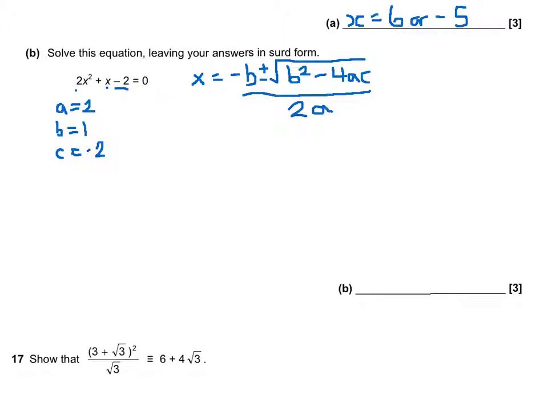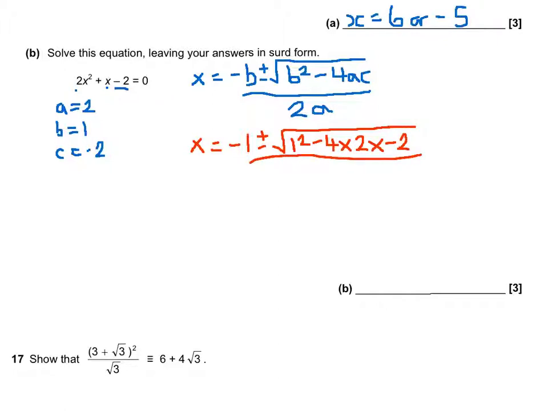So now we can put those into our quadratic formula. We've got x equals minus b, and that's minus 1, plus or minus the square root of 1 squared minus 4 times a, which is 2, times c, which is minus 2. And that's all over 2 lots of a, 2 times 2.